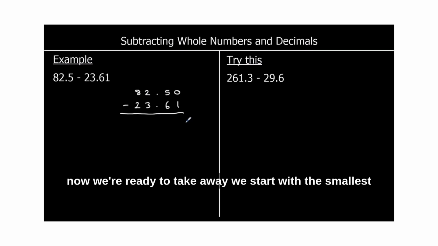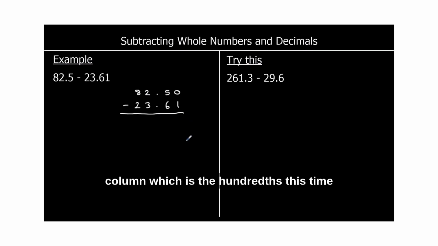So now we're ready to take away. We start with the smallest column, which is the hundredths this time. And I've got 0 take away 1. I don't want to do that. So I'm going to steal 1 off the tenths, and that'll be worth 10 in the hundredths. 10 take away 1 is 9.